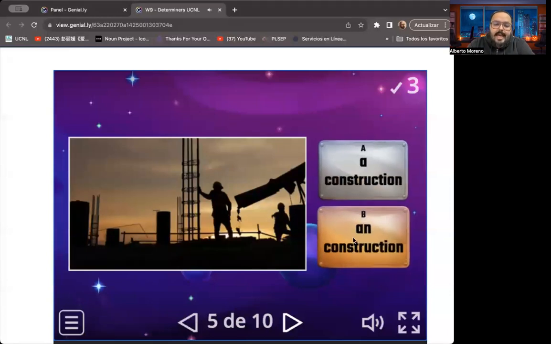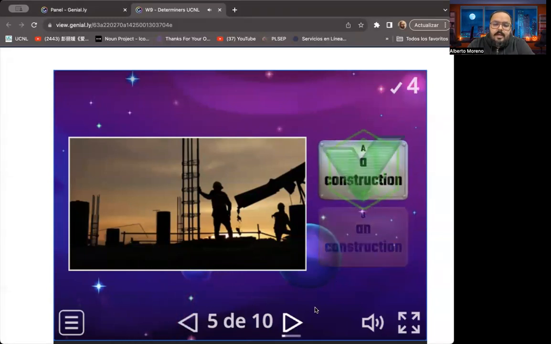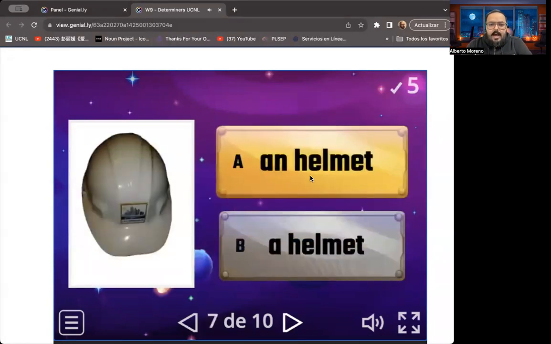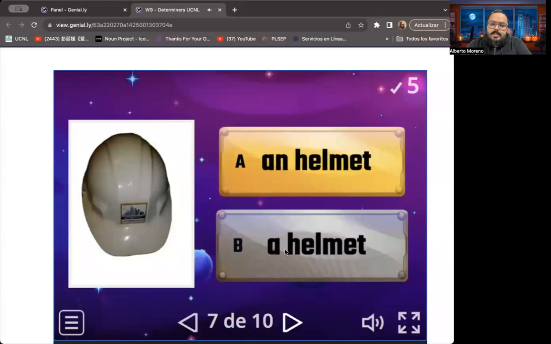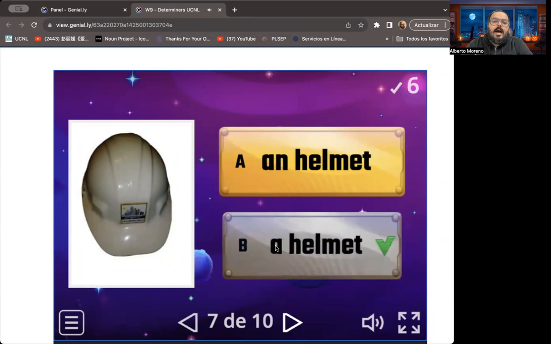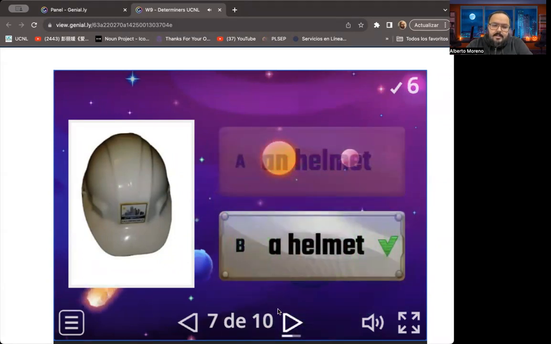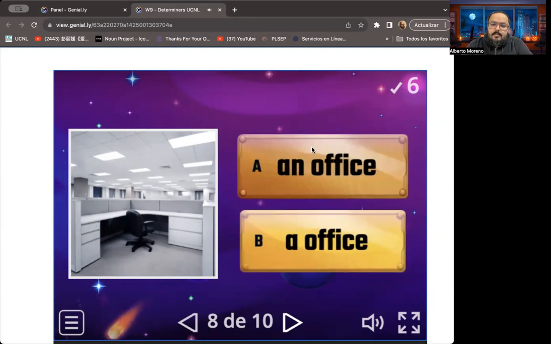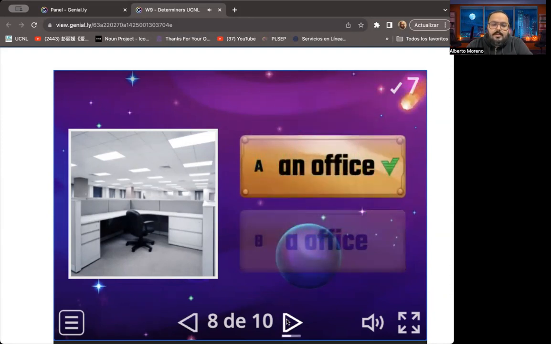A construction or an construction? A construction. Okay, very good. Next, a tape or an tape? A tape. An helmet or a helmet? A helmet, very good, because the H sounds like an H. An office or a office? An office, very good.